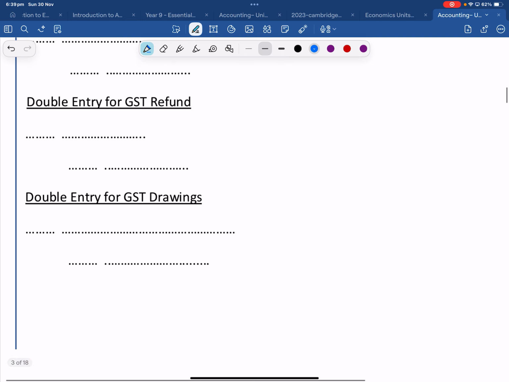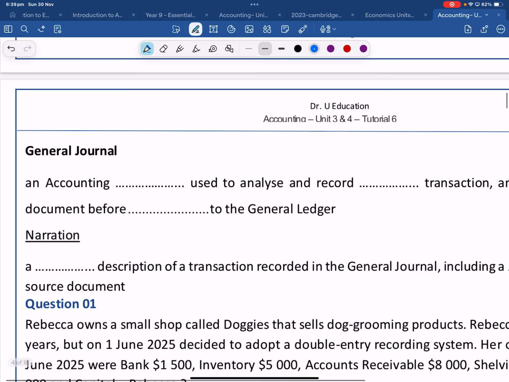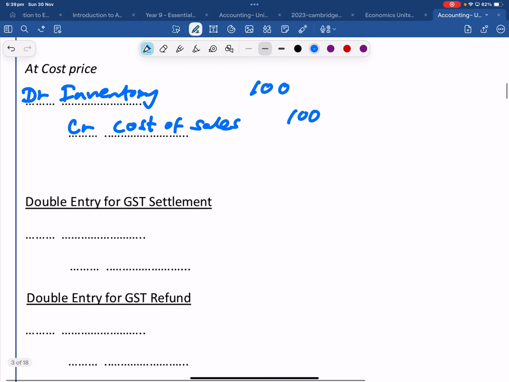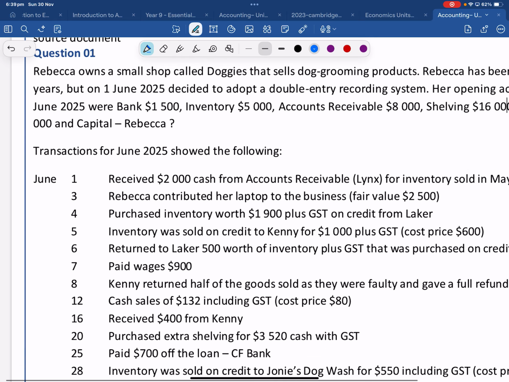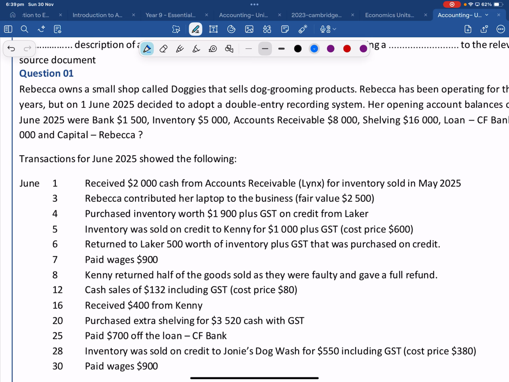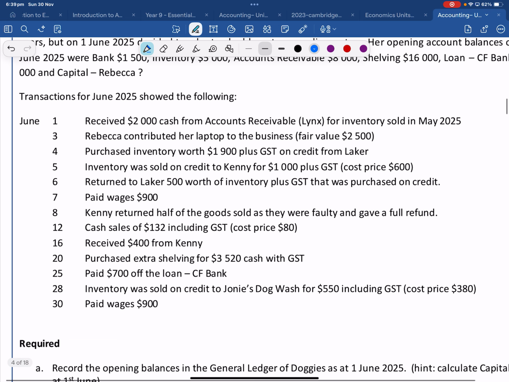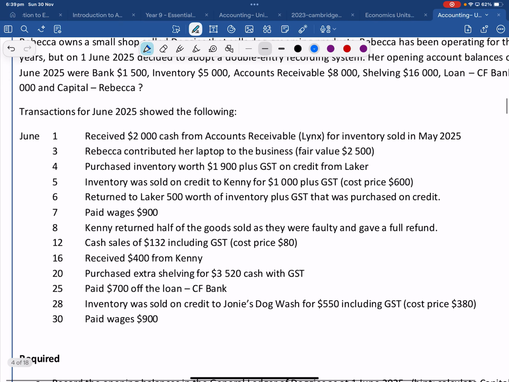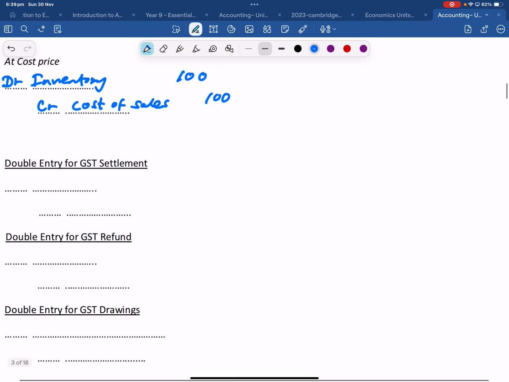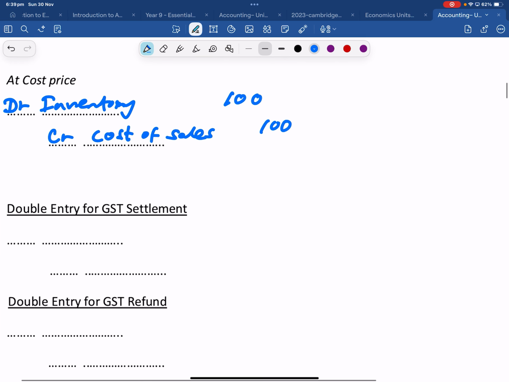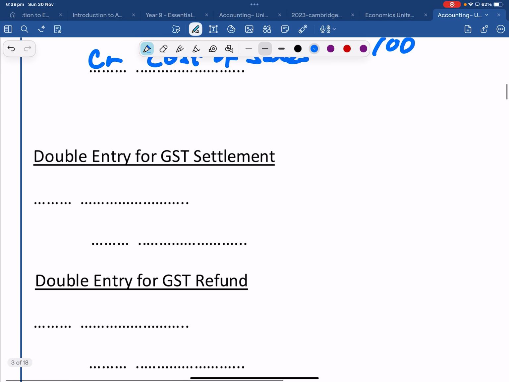Okay, guys. Right. Then, okay, what would be the double entry for GST settlement?